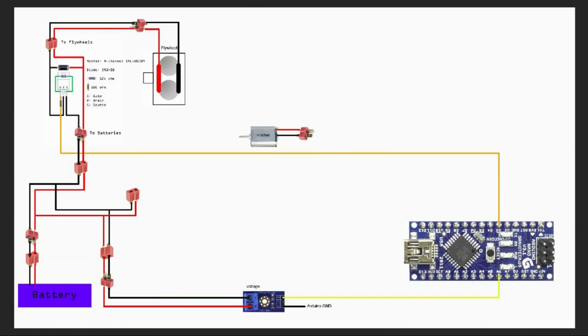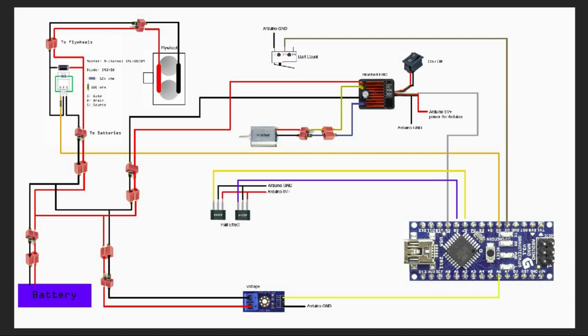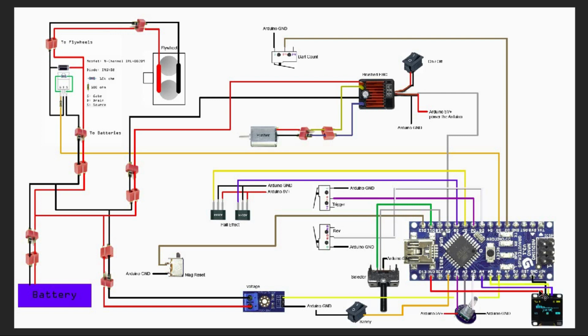And then we have the pusher, then we have the pusher ESC, which has an on-off switch. This will power off your Arduino. Then we have the dart count, hall sensor, trigger, rev. Okay, I forgot about it. Anyway, the mag release. Then the selector switch. Oh, safety. Okay, safety itself, rotary encoder, and then the OLED display itself. So now you have the complete circuit for the build.